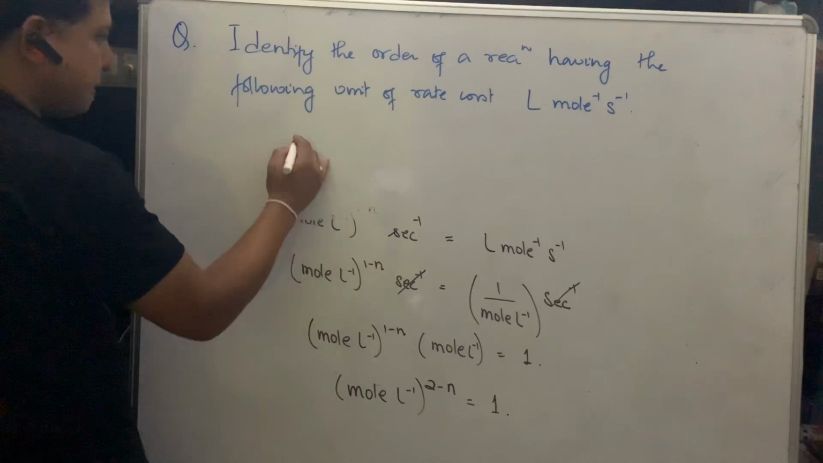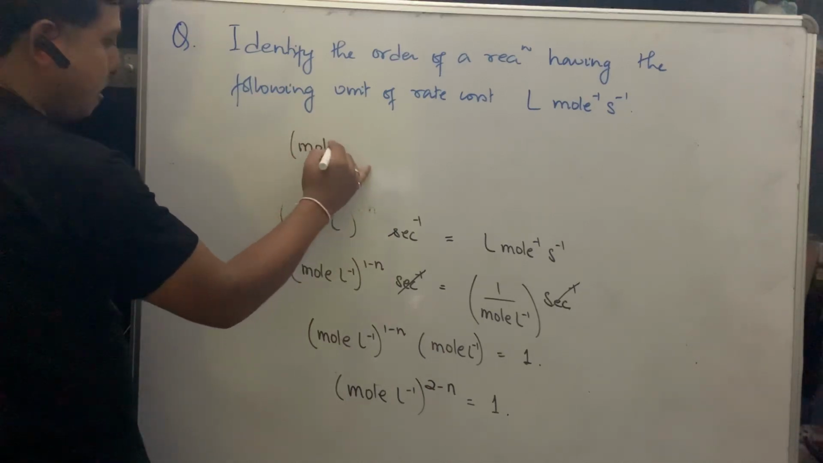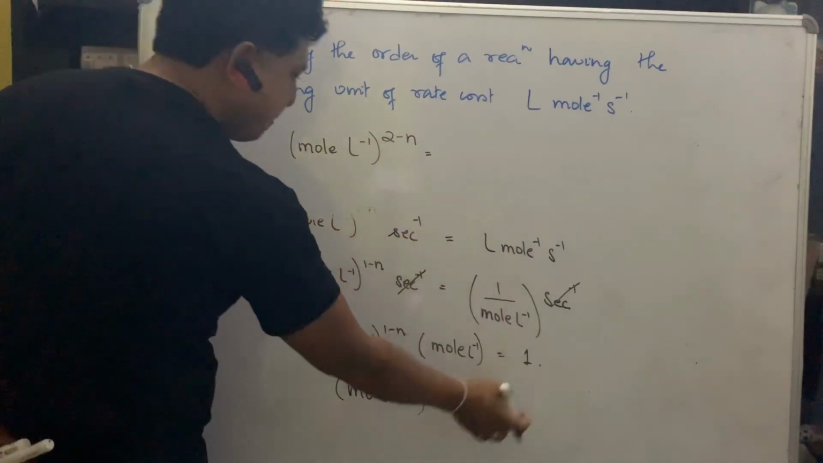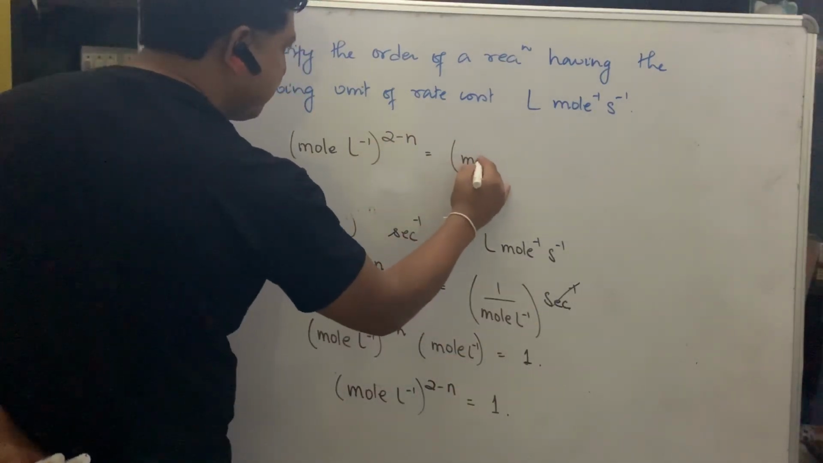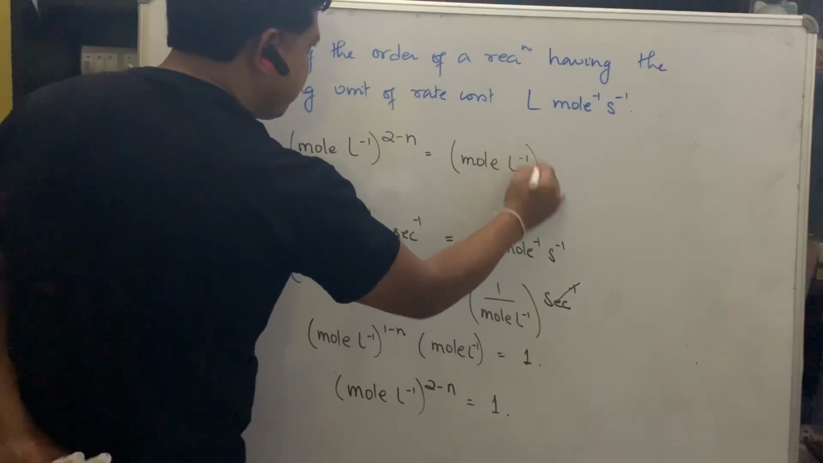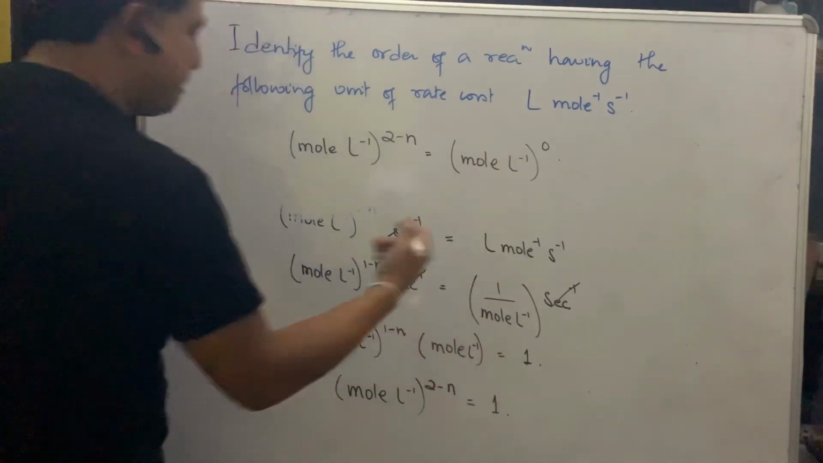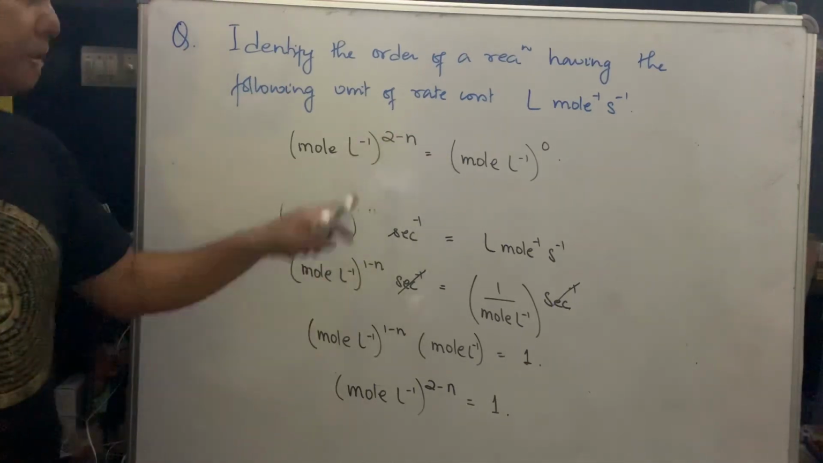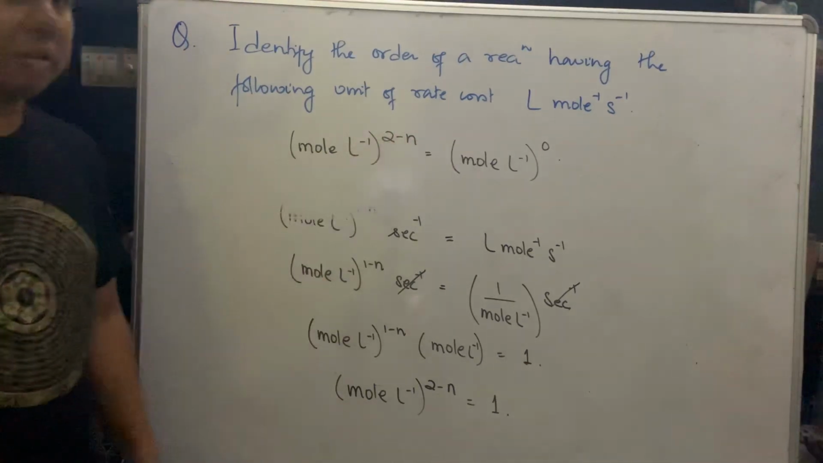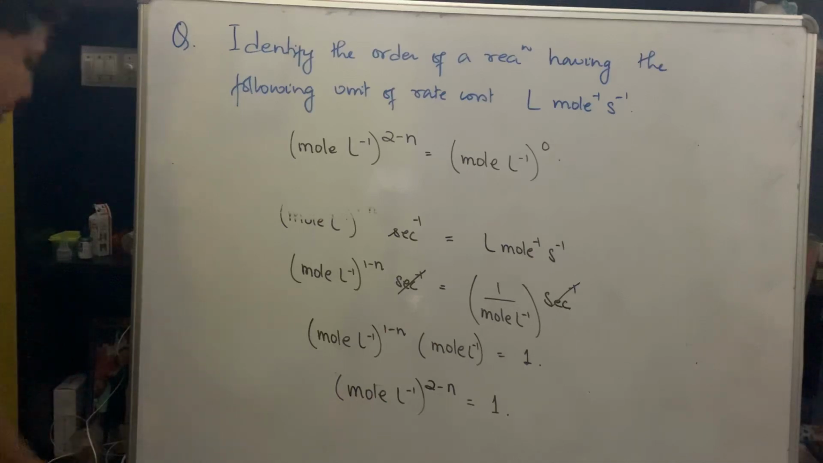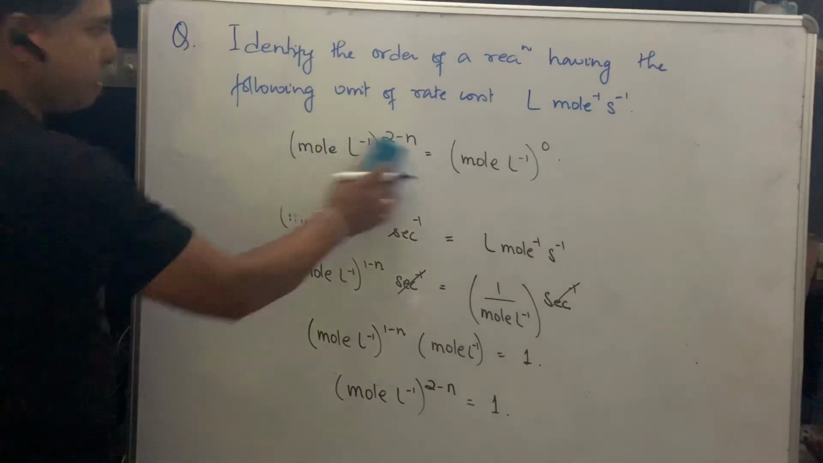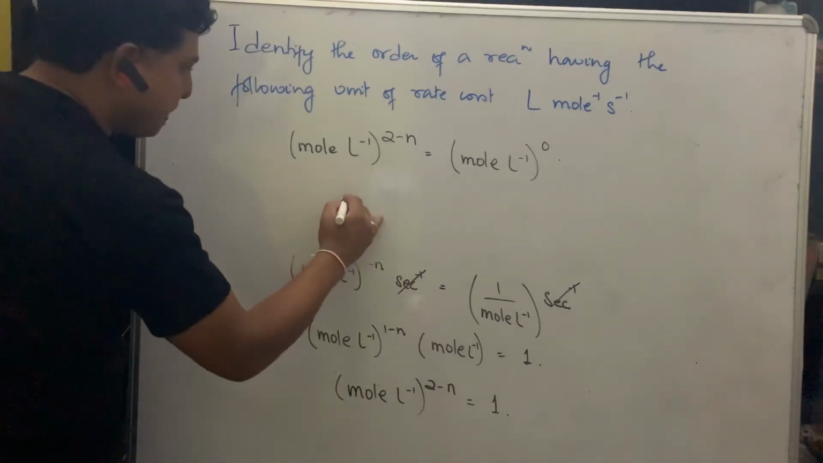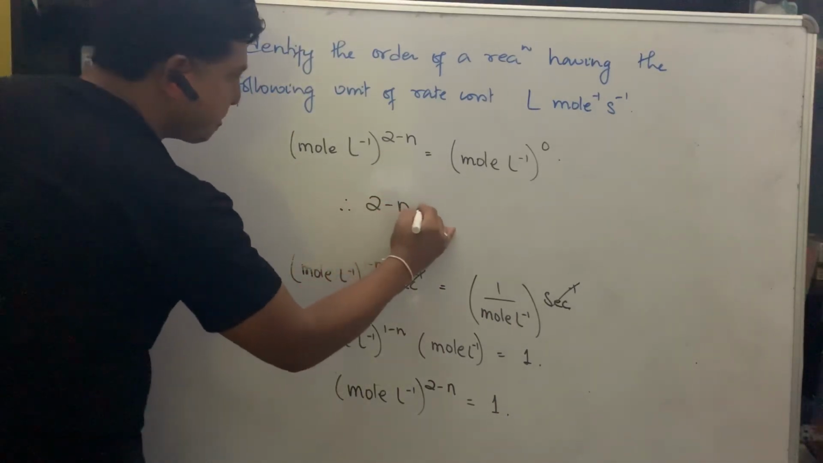Therefore, can I write this as mole per liter 2 minus n. Here we have 1, so I can write this as mole per liter to the power 0, since anything to the power 0 is equal to 1. I'm just trying to make both sides the same so that I can compare the powers. When the bases are equal, the powers should also be equal. So this means that 2 minus n should be equal to 0.